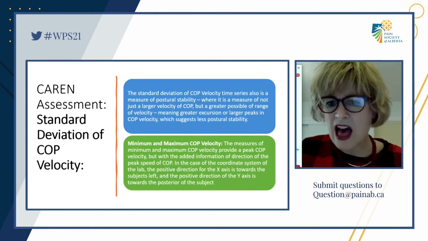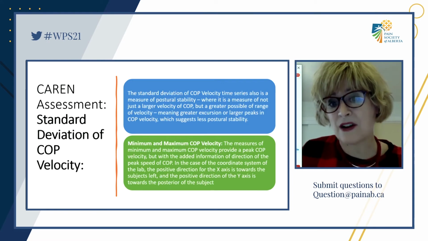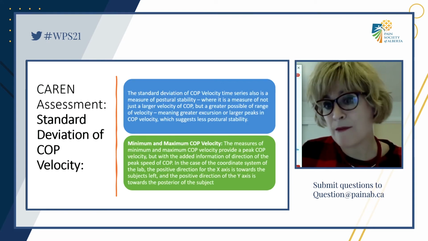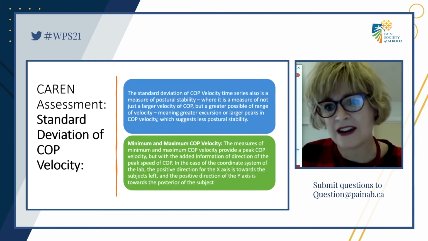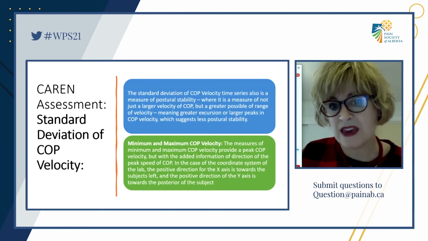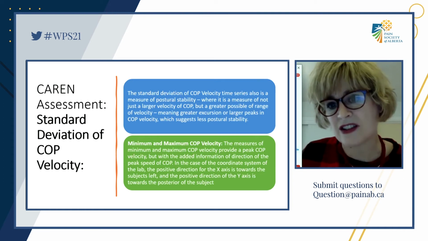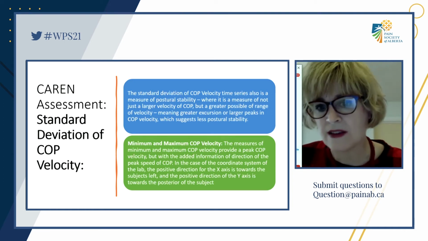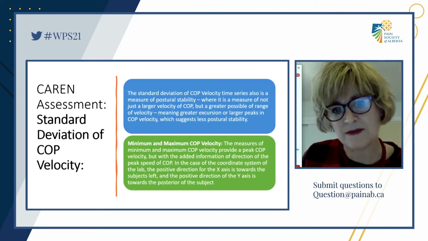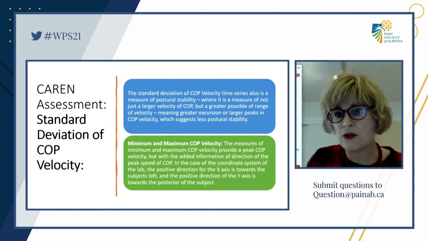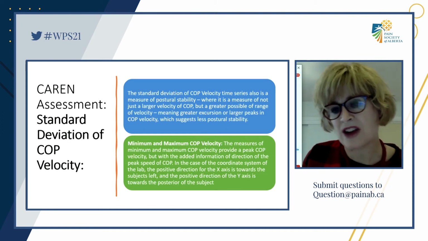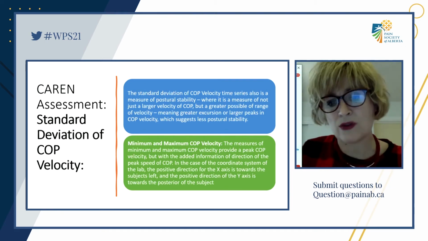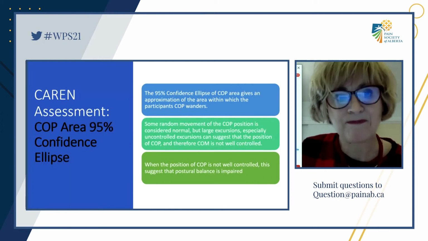And the min and max center of pressure velocity provides a peak of the center of pressure velocity, but with the added information of direction of the peak speed of center of pressure, which actually is important, that directional piece. And in the case of the coordinate systems of the lab, the positive direction of the x-axis is towards the subject's left, and the positive direction of the y-axis is towards the posterior of the subject.